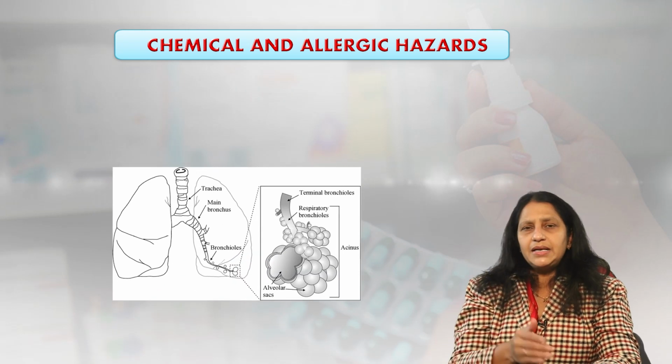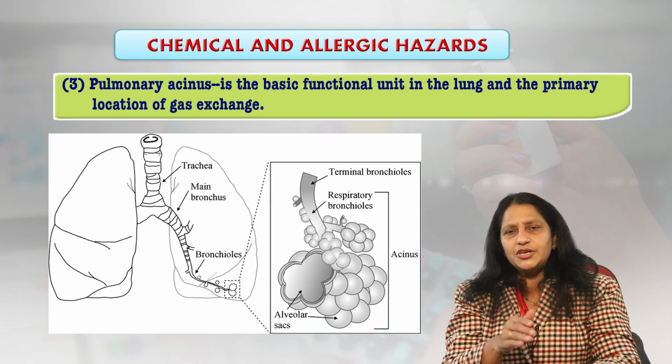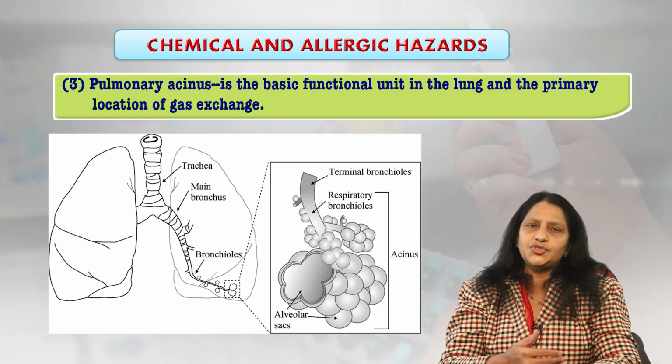And the third part is the pulmonary acinus, that is the basic functional unit in the lung and also the primary location of gas exchange.